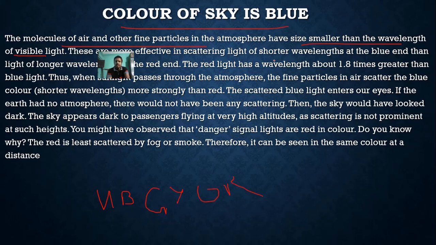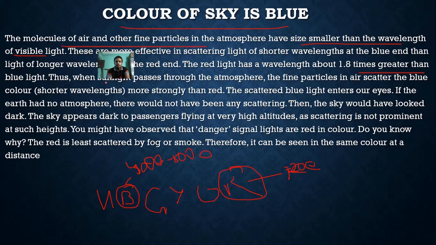These are more effective in scattering light of shorter wavelength, at the blue end, than light of longer wavelength, at the red end. They can scatter the blue light, but they can't scatter red light, as the red light wavelength is much greater compared to blue, because blue ranges somewhere between 4000 to 5000 angstroms, I guess, whereas red exceeds 7200 to be approximate. The red light has a wavelength about 1.8 times greater than the blue light.